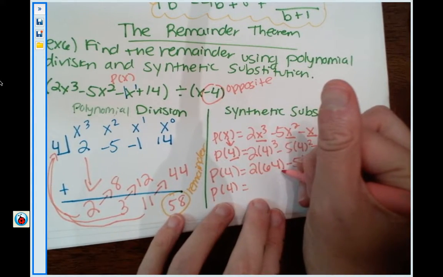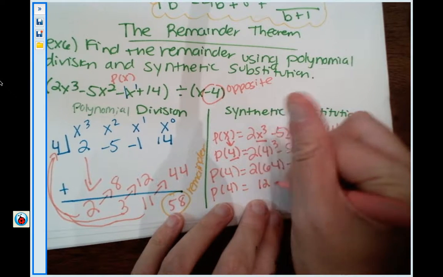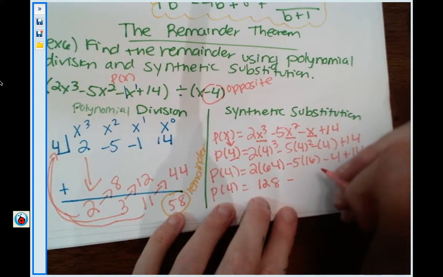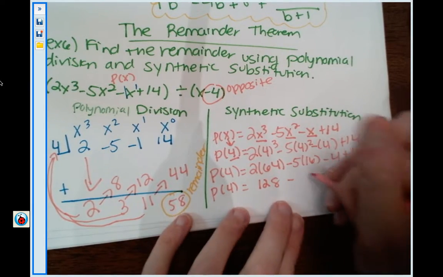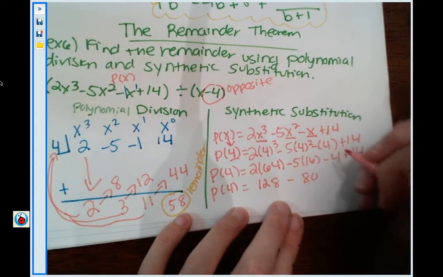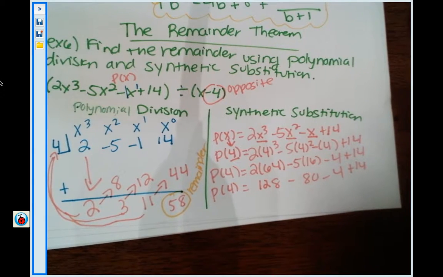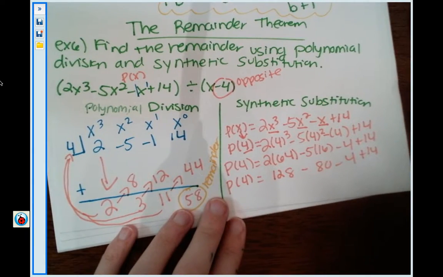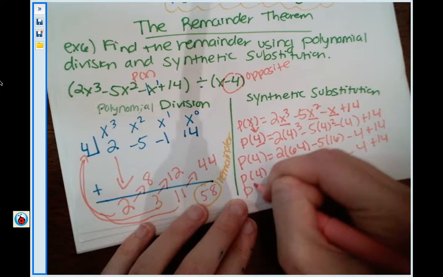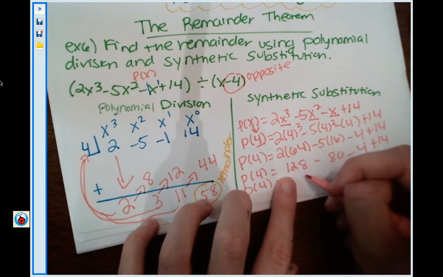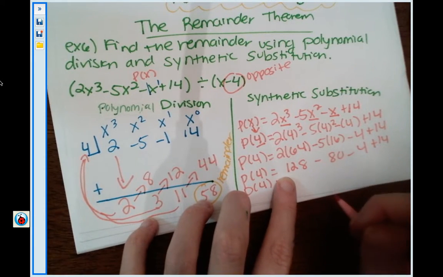Alright guys, let's start simplifying. 2 times 64, well that's going to give us a 128. Minus 5 times 16, that's going to give us an 80. Minus 4 and plus 14. Alright guys, let's start combining some like terms. Okay? So P of 4. 128 minus 80, that's going to give me, let's see, 28.